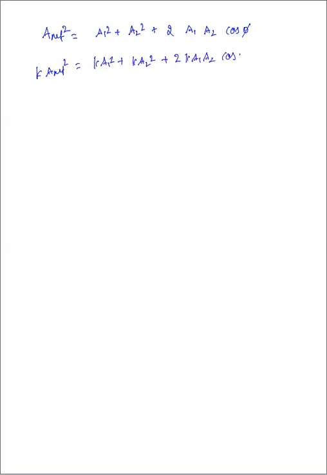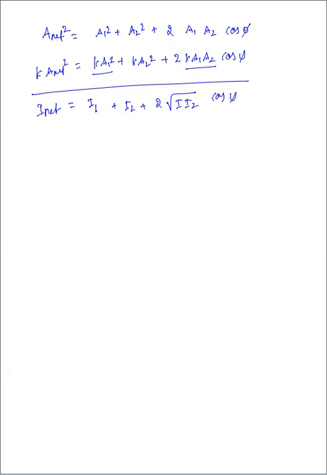In the previous slide, K into A net square can be written as I net. That is equal to K into A1 square, which is I1, plus I2, plus 2 into under root I1 I2 into cos phi. So this almost looks like the A plus B whole square form, except for cos phi here. This is the intensity equation which you have to remember, and that is the amplitude equation you have to keep in mind.